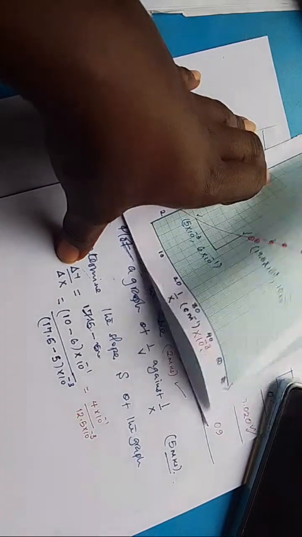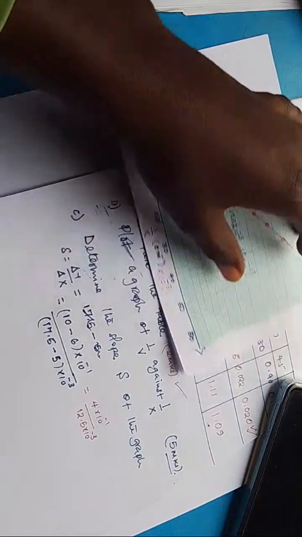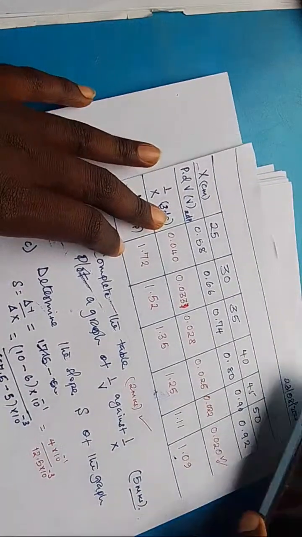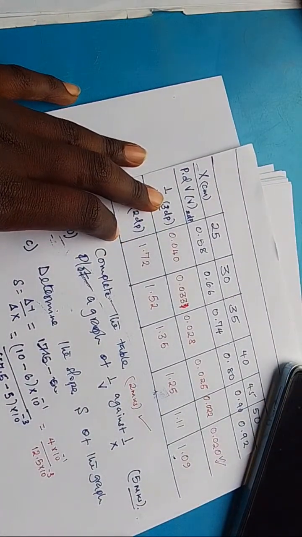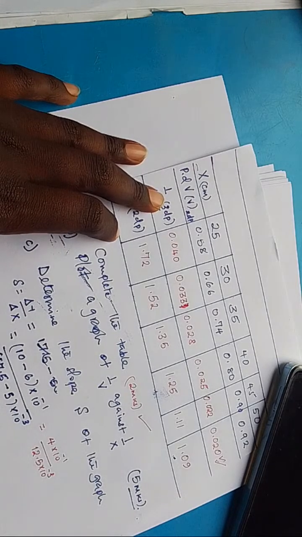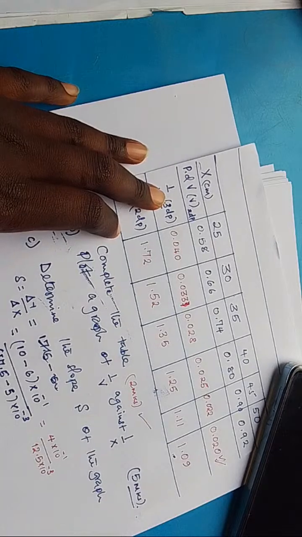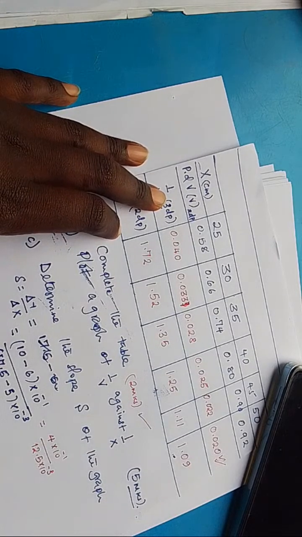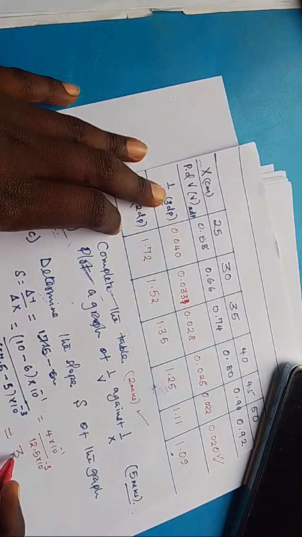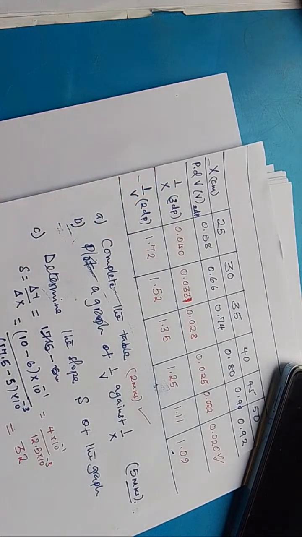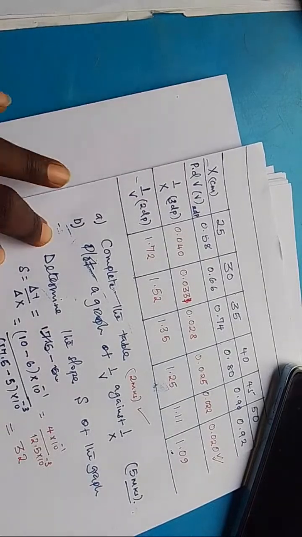Then if I feed this one in my calculator, 4 times 10 raised to power negative 1 divided by 12.5 times 10 raised to power negative 3, this is going to give me 32. But don't forget about the units.